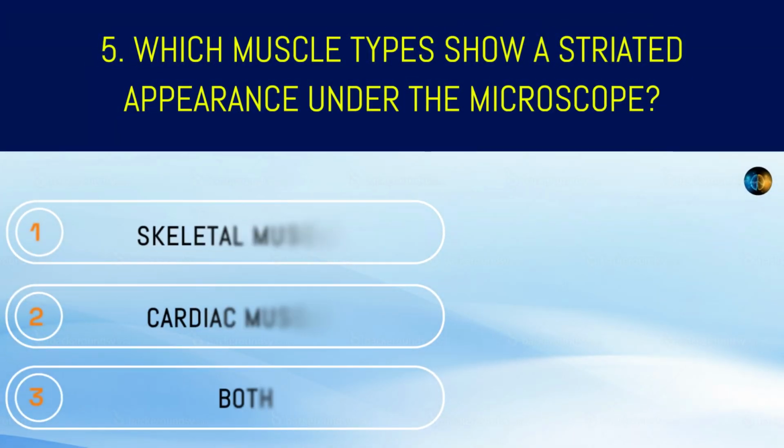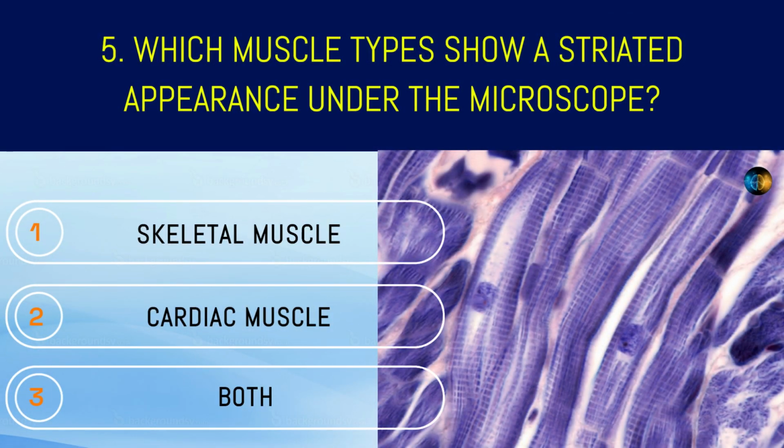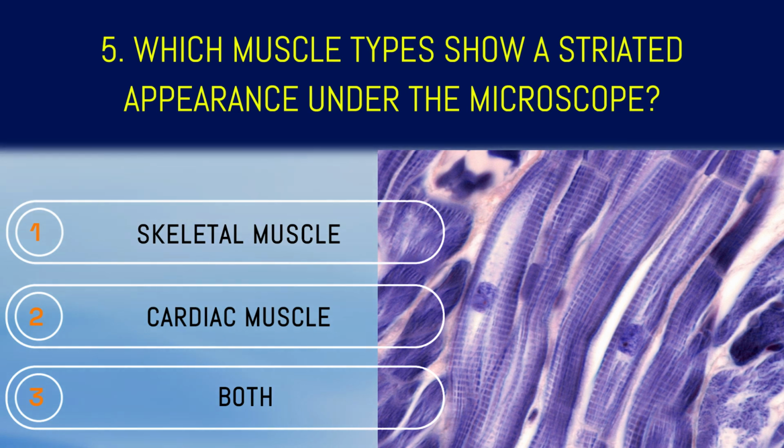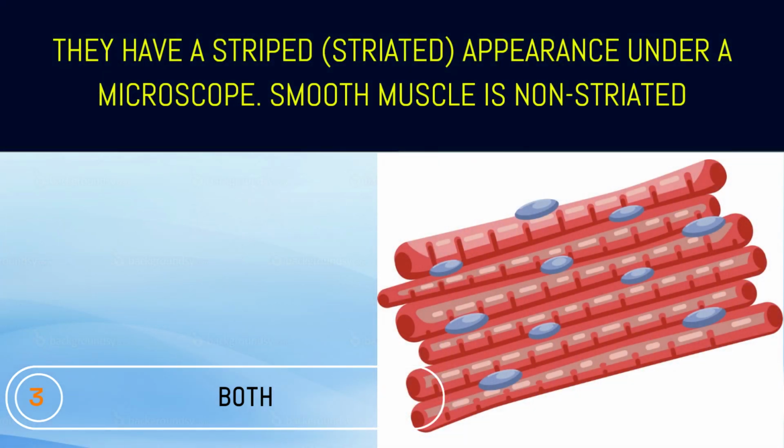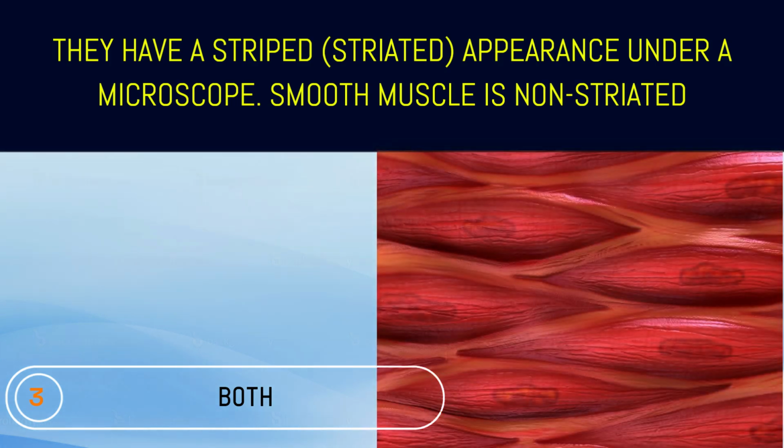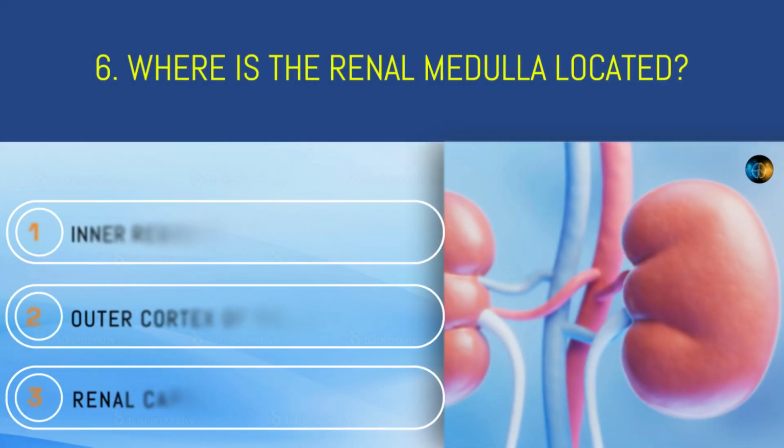Which muscle types show a striated appearance under the microscope? Skeletal muscle, cardiac muscle, or both? Both. They have a striped or striated appearance under a microscope. Smooth muscle is non-striated.